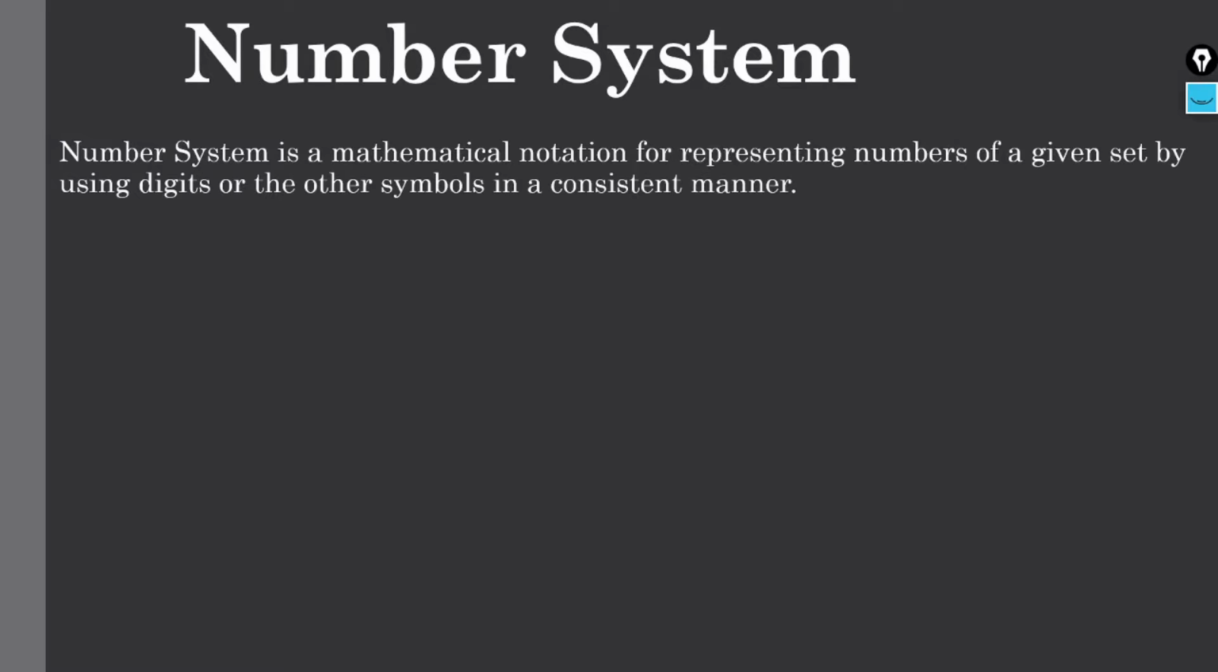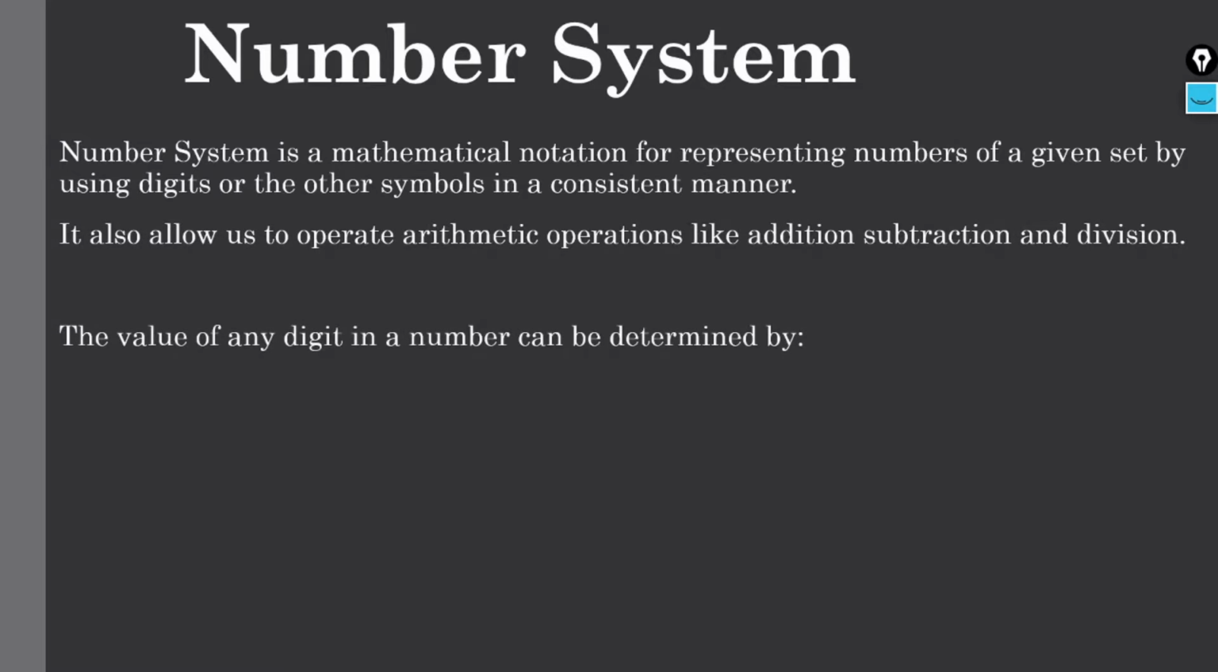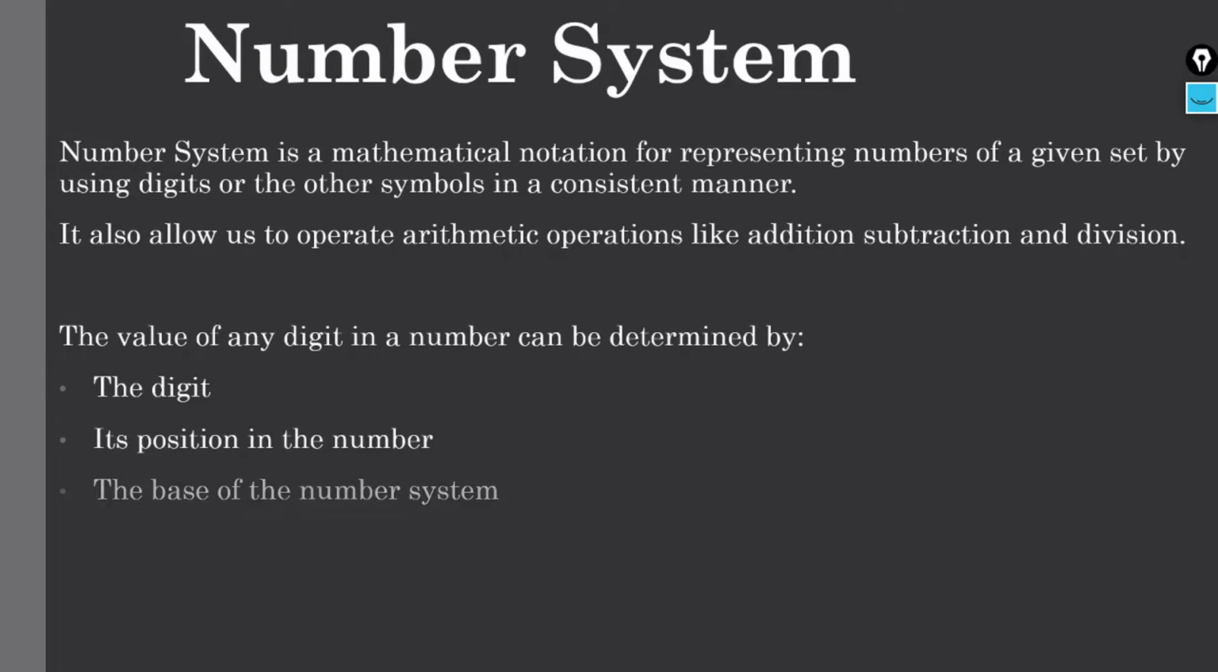So let's directly jump into how we figure out the number systems and what all we can do with them. We can do all kinds of mathematical or arithmetical operations like addition, subtraction and division with all the other number systems that we have. And just to identify a number system, we can use a digit and its position in the number and the base of the number. So let's move forward.